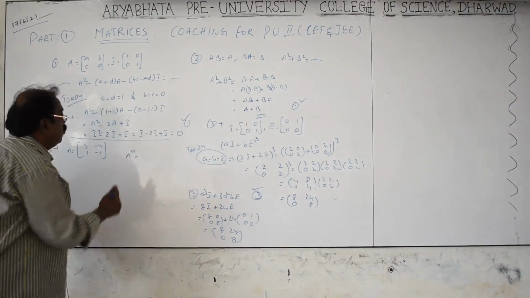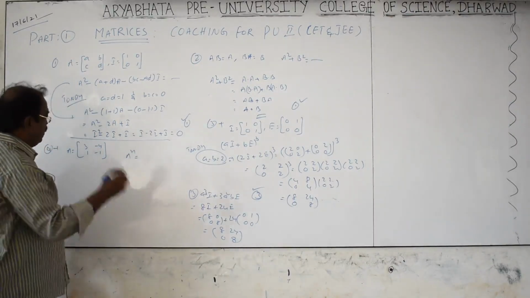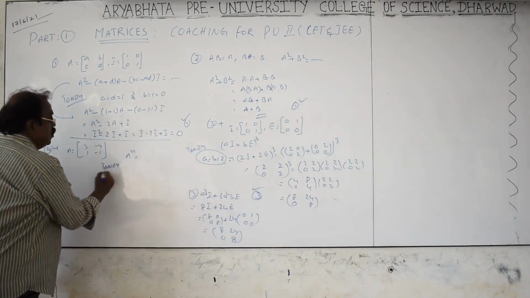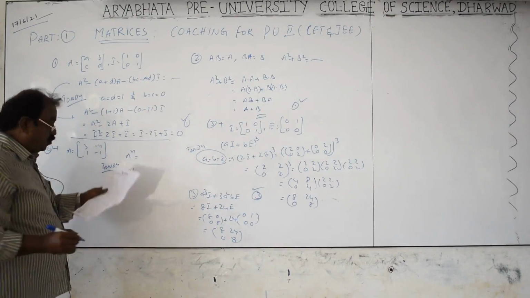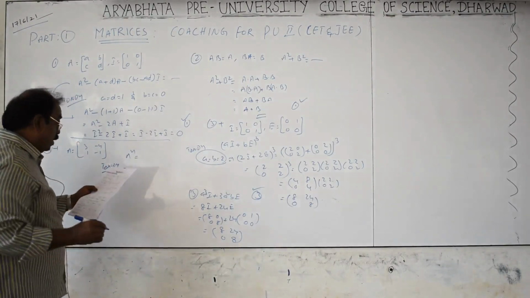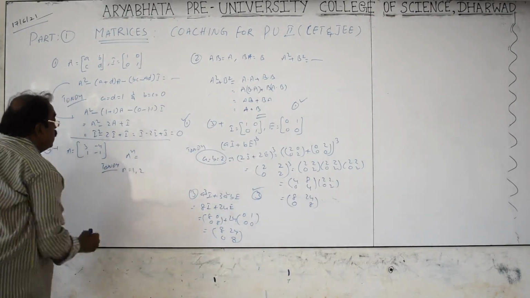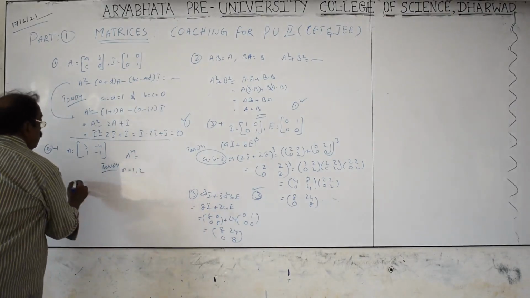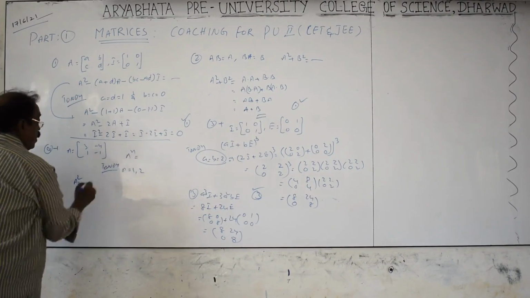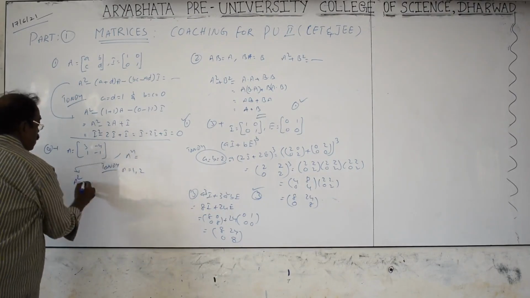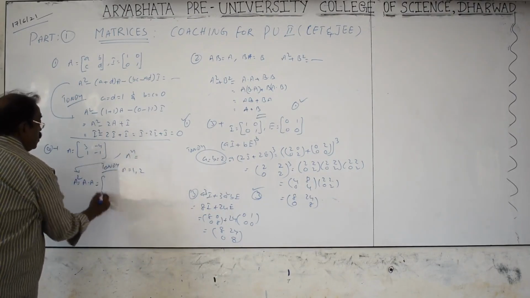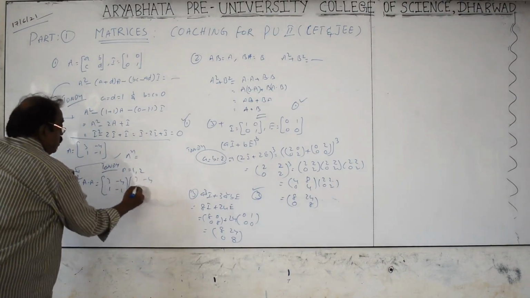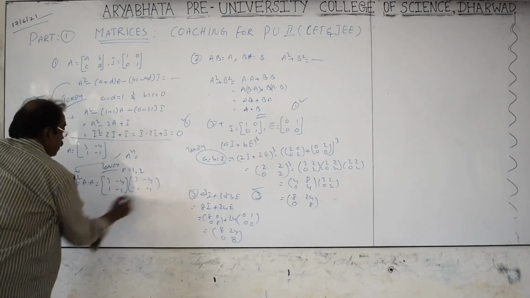You see, what is the value of A power n? Options are there. But by the substitution method, you assume n is equal to 1 or 2. Directly we will take n is equal to 2. When n is equal to 2, it means A square, which is A into A. Means [3, minus 4; 1, minus 1] into [3, minus 4; 1, minus 1].